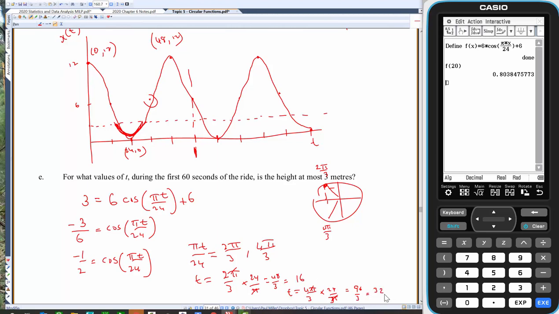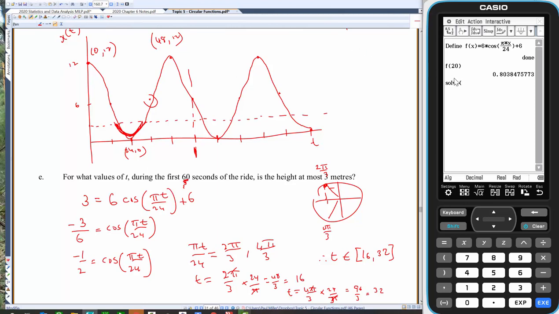So 16 and 32. So what values of t during the first 60 seconds of the ride is the height at most 3? That's when it is exactly 3, at 16 and 32. So we're going to say t is an element between, at most 3 meters, which means we're accepting 3 meters. So it's 16 to 32. Between those two values, inclusive of those, the height's going to be at most 3 meters for the first 60 seconds. All right, let's jump on the calc and see if we can bang out a quick solve on that one.